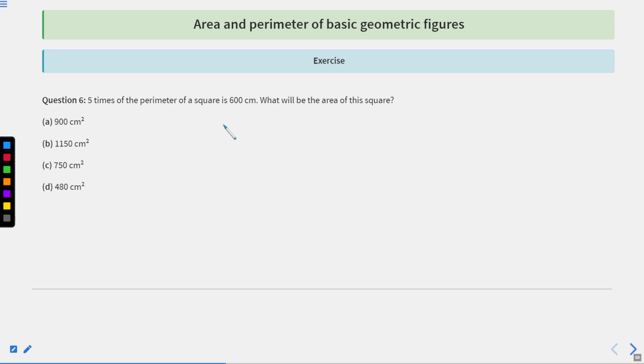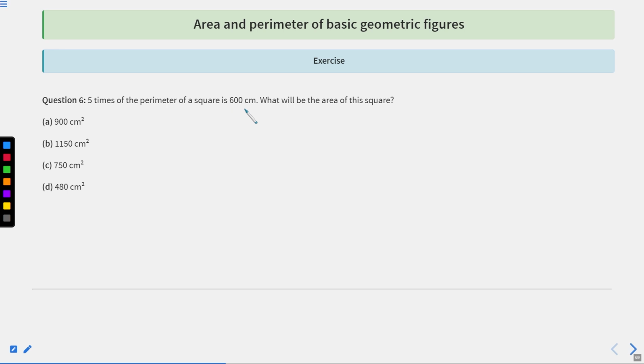Question number 6. 5 times the perimeter of a square is 600 centimeter. What will be the area of this square? A square is given to us, and if it is 5 times, then the perimeter is 600.